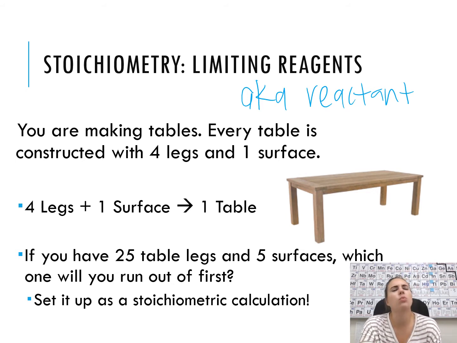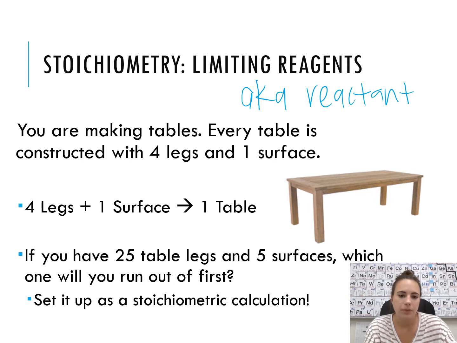So let's think for a second. What if we were building tables? And every table requires 4 legs and 1 surface to make the table. So let's say I have 25 legs and I have 5 surfaces. Which one am I going to run out of first? Essentially, I'm asking which one is my limiting reactant.